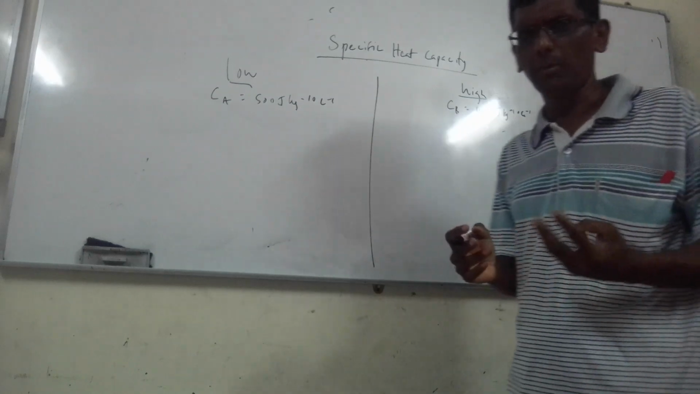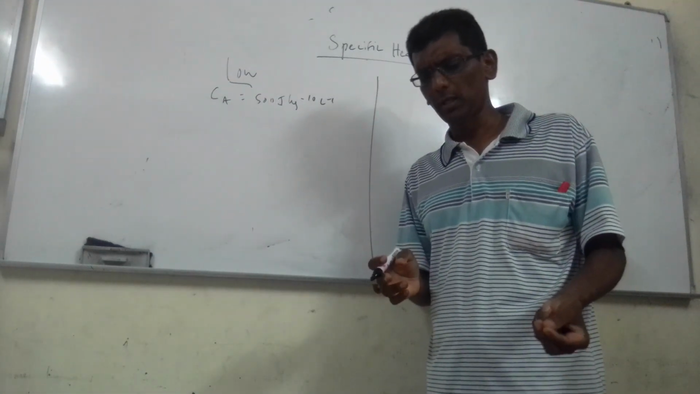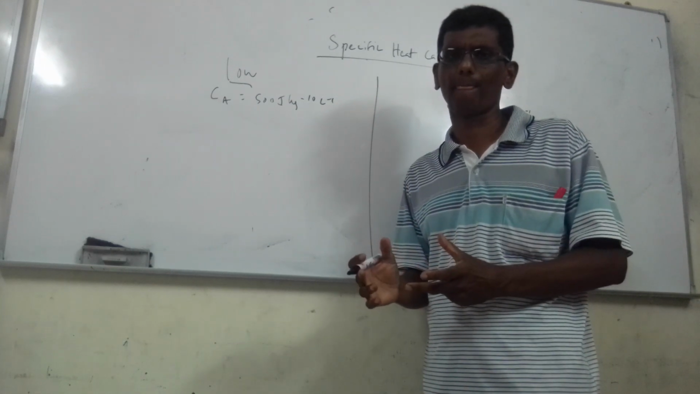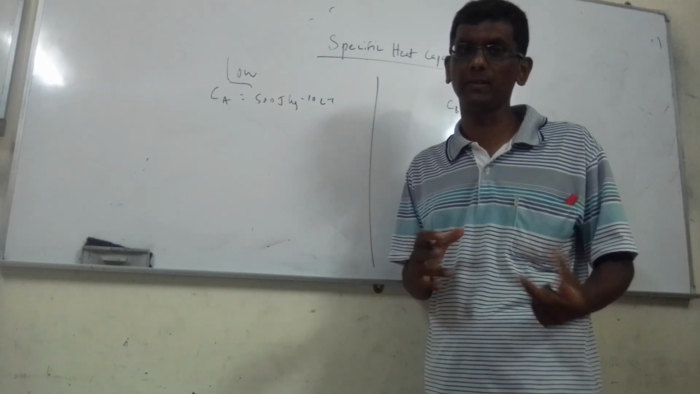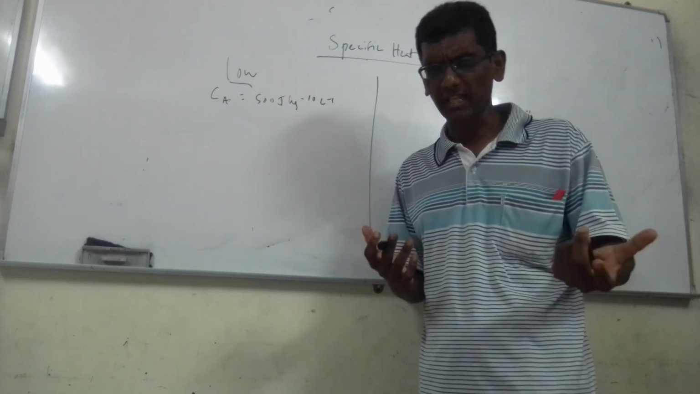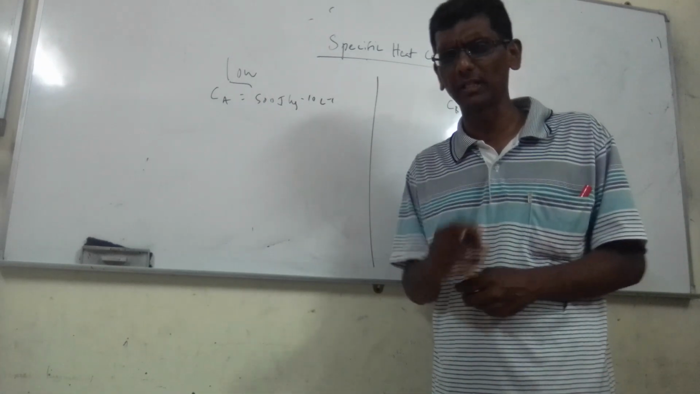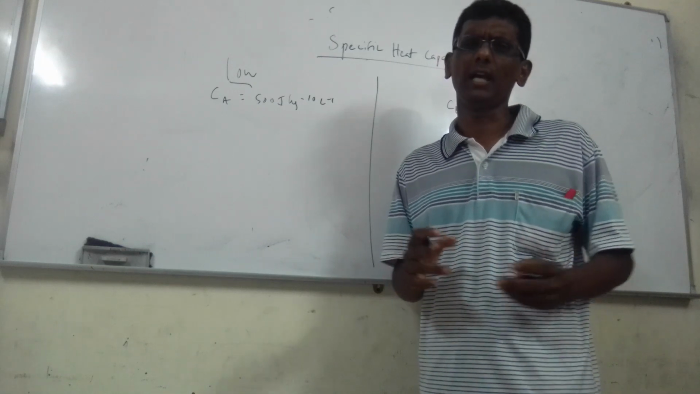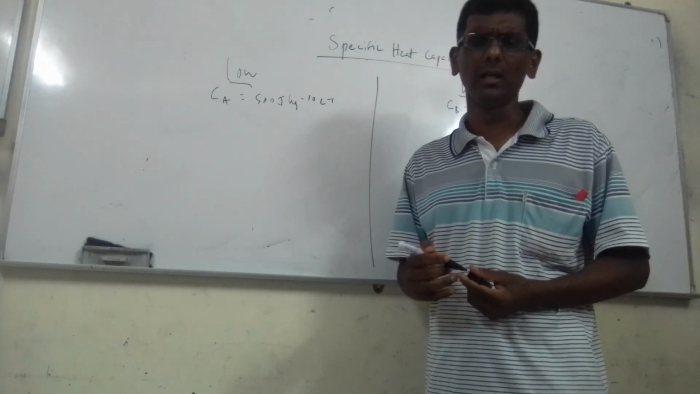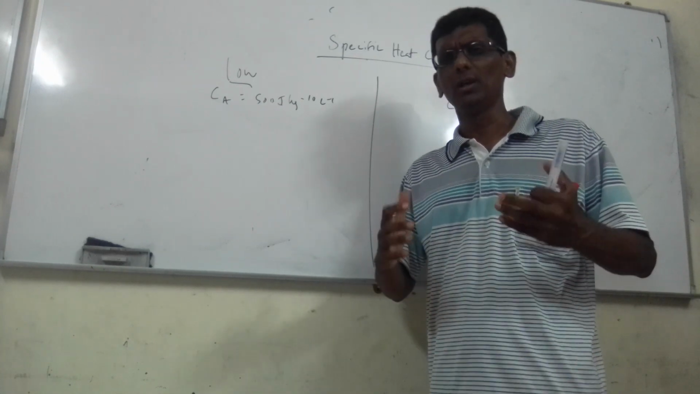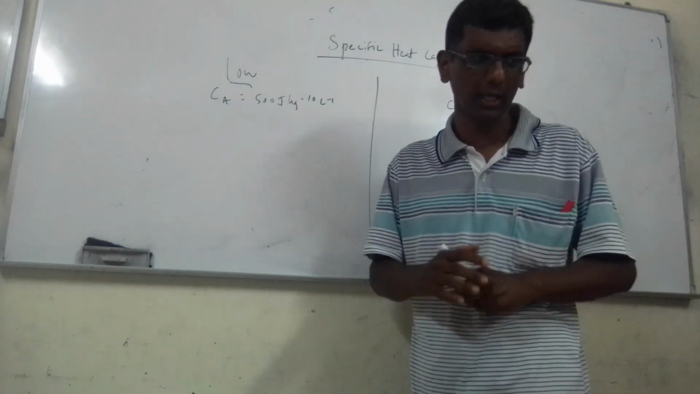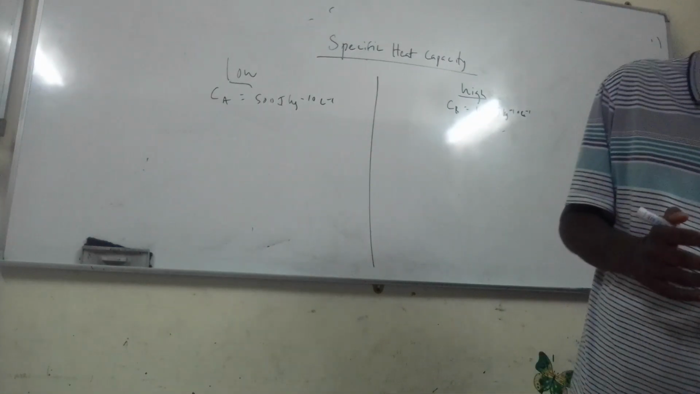One thing about specific heat capacity: it differs from one substance to another. For example, the specific heat capacity of water is 4200 joule per kilogram per degree Celsius. Aluminium, I think, is 900 joule per kilogram per degree Celsius. And lead, or plumbum, is 130 joule per kilogram per degree Celsius. So it differs by material type.